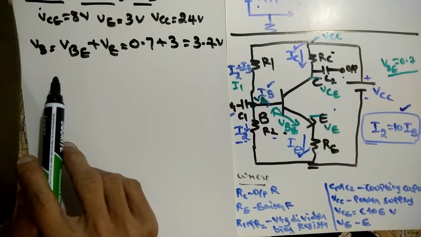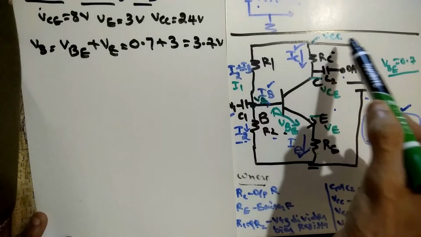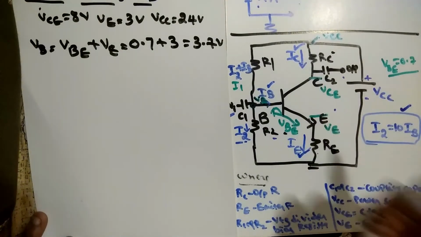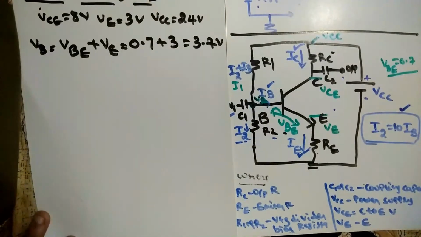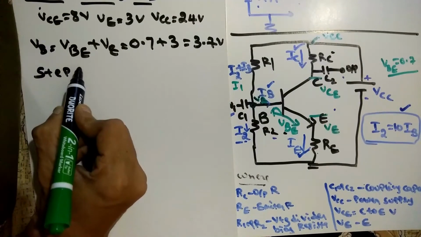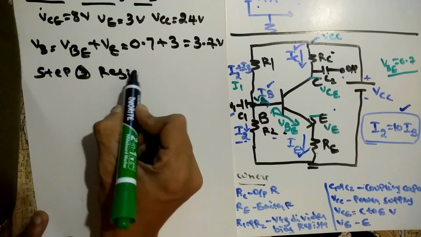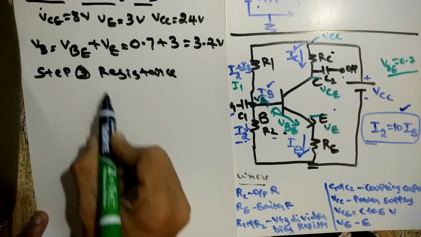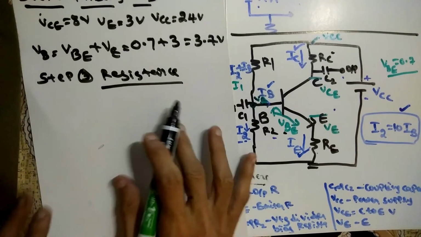I hope we have found all the voltages: VB is 3.7, VE we found, VCE we found, and VCC is already there. Now the final step, we have to find the resistances. If you know the voltages and current in each part, we can easily find the resistance. There are 3 methods of finding the resistance.